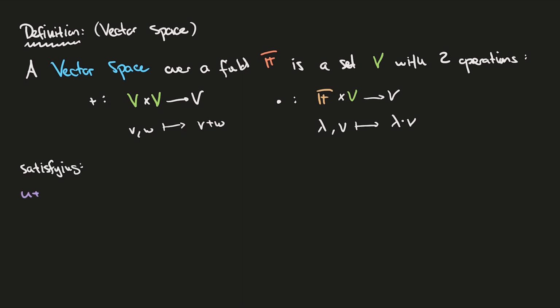First, we want addition to be associative, so (u + v) + w, bracketed in this way, should be equal to u + (v + w), bracketed in the other conceivable way, for all u, v, and w in V. Next, we also want addition to be commutative, so u + v should equal v + u for all u, v in V.